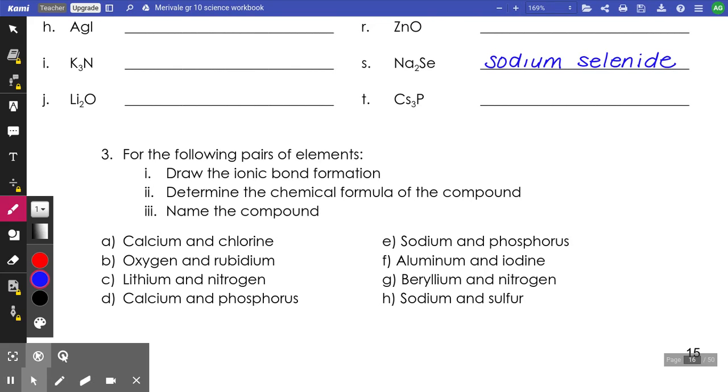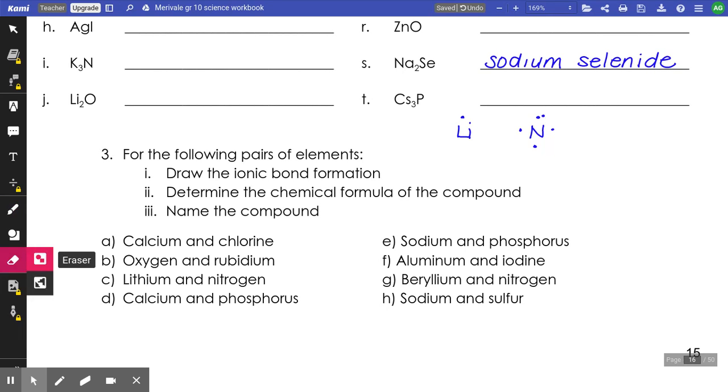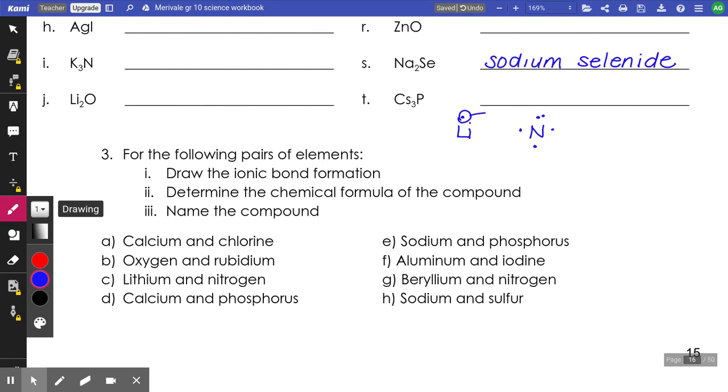Okay, so we'll do one of three. Draw the ionic bond formation, that would be using Lewis diagrams. Determine the chemical formula of the compound. Name the compound. So let's do, I don't know, lithium and nitrogen. So we're going to start by drawing one of each, indicating the transfer of electrons that occurs. Now this lithium is happy, but the nitrogen is not. So we keep going, adding more lithium so that nitrogen can be happy. So what we end up with is Li3N.